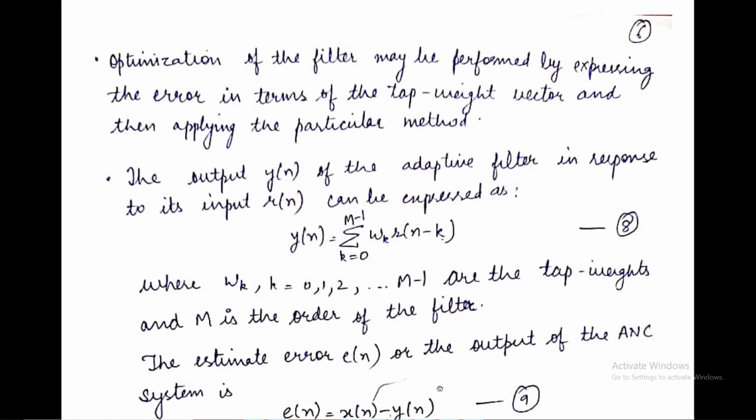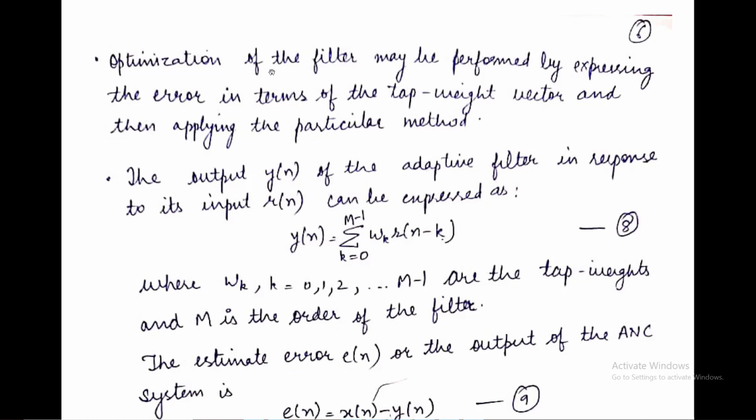Now, optimization of the filter. It may be performed. Now we have designed an adaptive filter. First thing was that we have to design an adaptive filter, and we have seen the conditions. Now, how can we achieve optimization? Because the second concern was that the filter should be an optimal filter. So how can we obtain that optimization part?